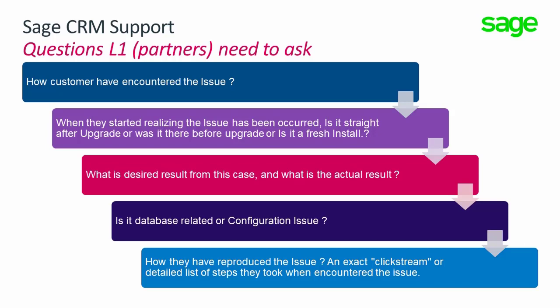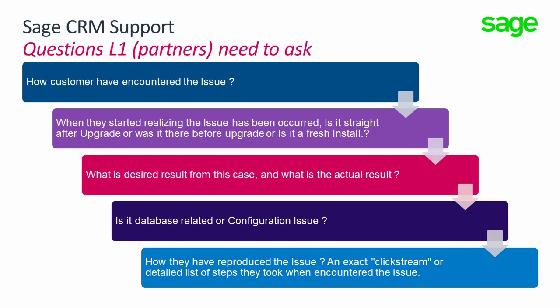And if it is not with the database, let's say with the demo data, they think that it can be with the demo data, then what are they expecting, what is the desired result from the issue, and what actual result are they facing? So the L1 team should know what the expectation of the customer is from this issue.